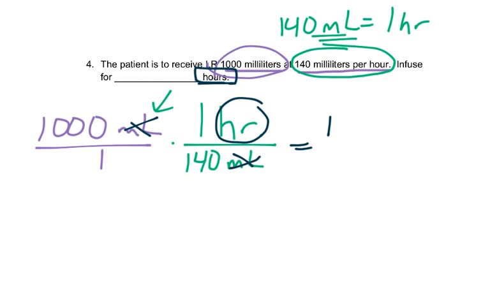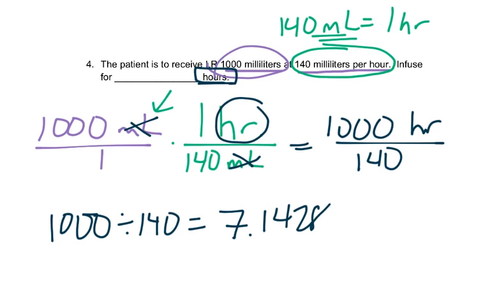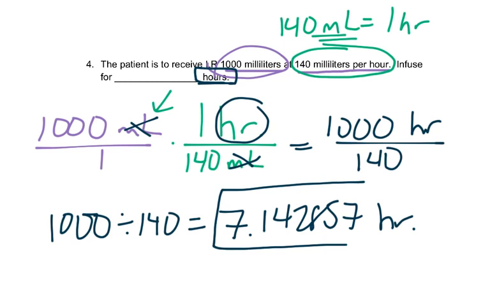We'll multiply straight across, so we have 1,000 hours over 140. So we'll take 1,000 divided by 140. And that gives us 7.142857 hours. And again, you'd want to pay attention to what your directions tell you for rounding.